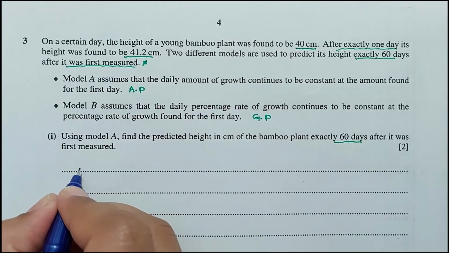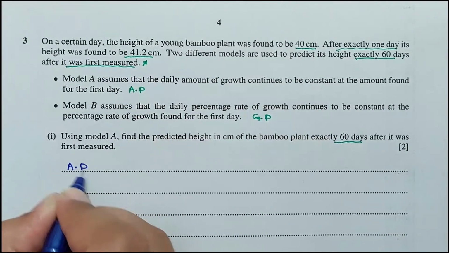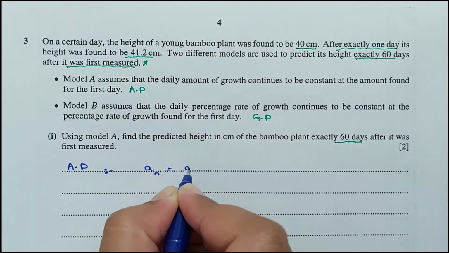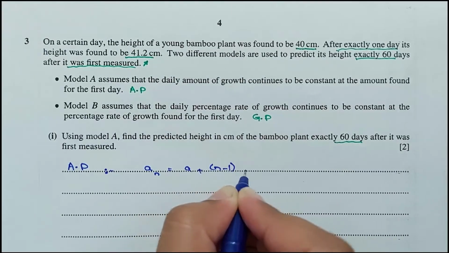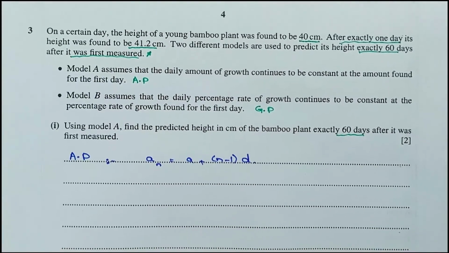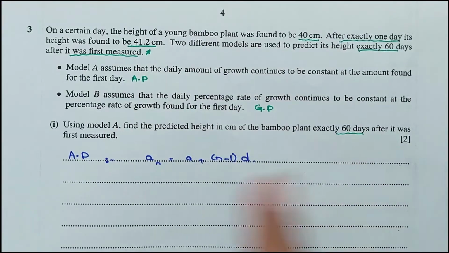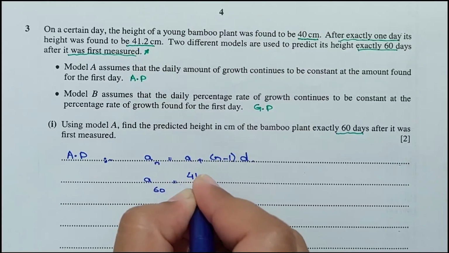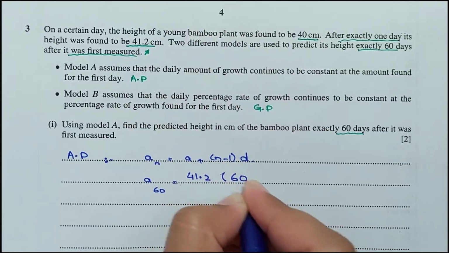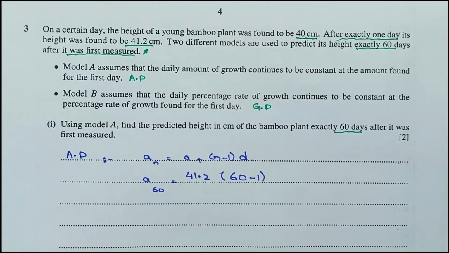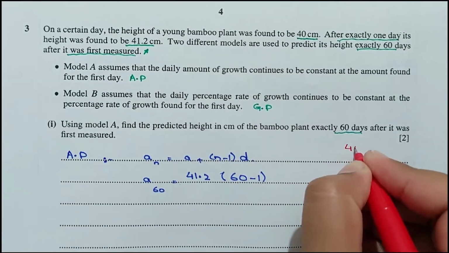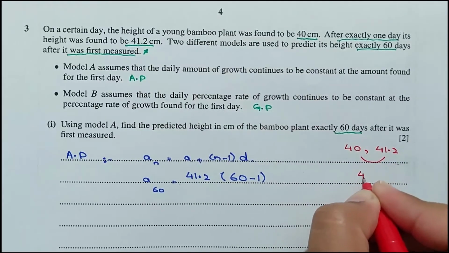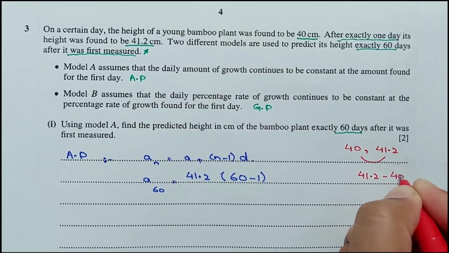All right, so for arithmetic progression, we have to use the formula An equals A plus n minus 1 into D. So we have to find the height An, it means a60 we have to calculate. A is the first term, which is 41.2, n would be 60 minus 1, and D is the common difference. Here we have 40 and then we have 41.2. So how can we find out the difference? We can do 41.2 minus 40, that would be the D.